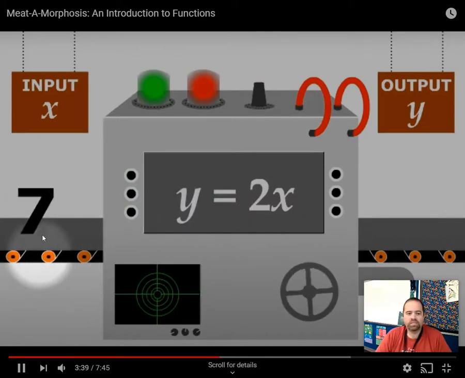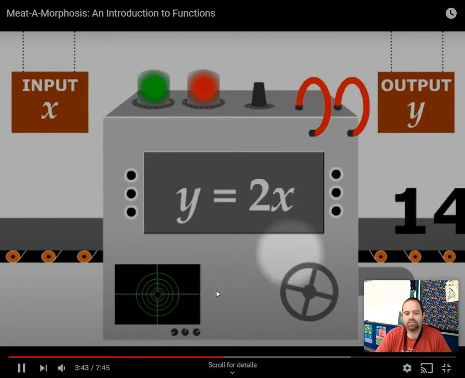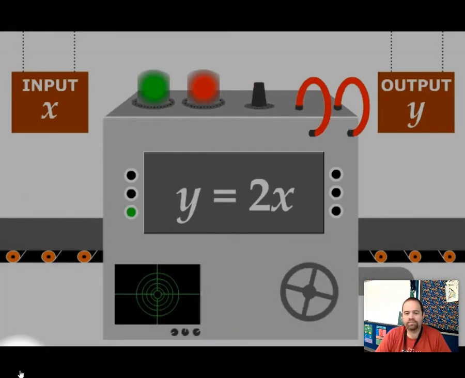1 goes in, 2 comes out. 7 goes in, 14 comes out. Okay, the function is simply multiplying by 2. Negative 3 goes in.